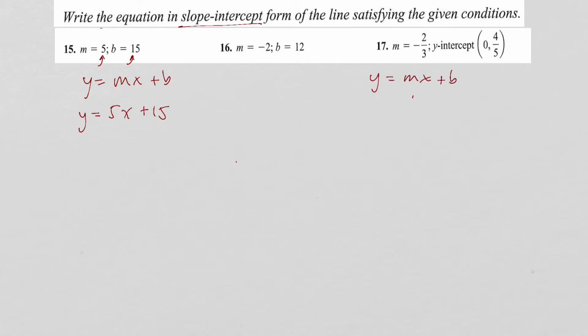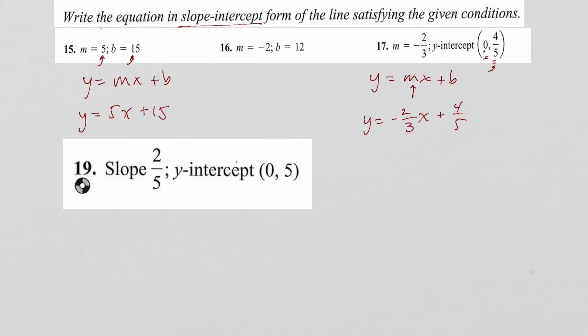All right, for this one, number 17, we'll start with y is equal to mx plus b, and we'll plug in our m, which is negative 2/3, and we'll plug in our b. This is our b. The 0.04, this is the y value when the x value is 0, so that is our y-intercept. And that's it.